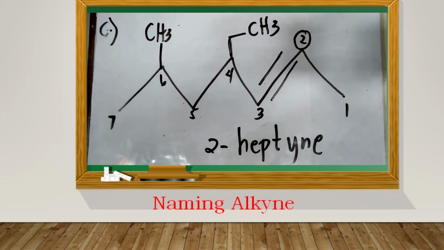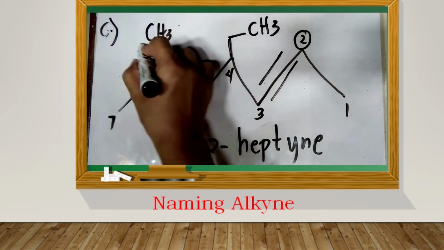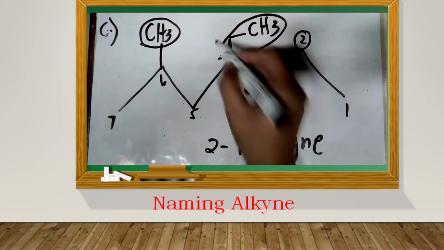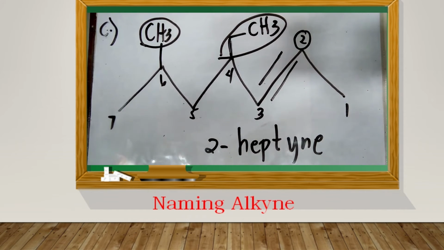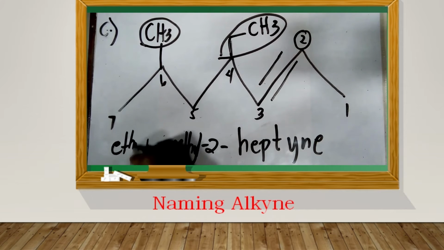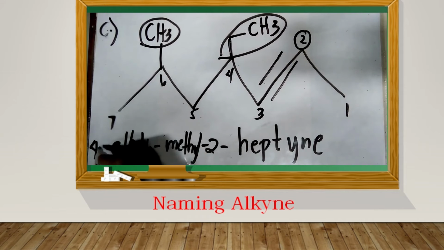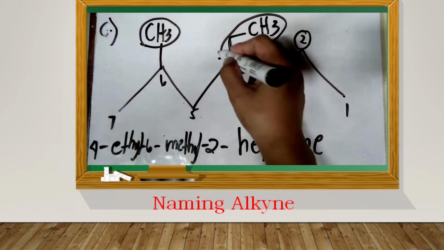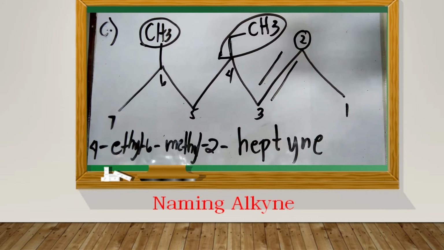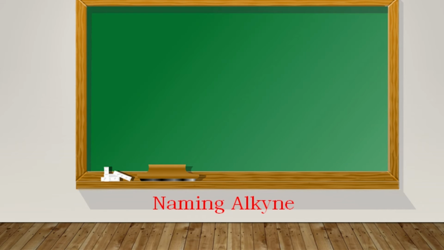So we have 2. And then, we have methyl here and we have ethyl here. So sinong mauna? According to alphabetical order. So we have methyl, nasa number 6 carbon atom. And then we have ethyl, nasa 4th carbon atom. So the name of the structure again is just the same with our example kanina using the condensed structural formula. So 4-ethyl, 6-methyl, 2-heptyne is the name of this structure.